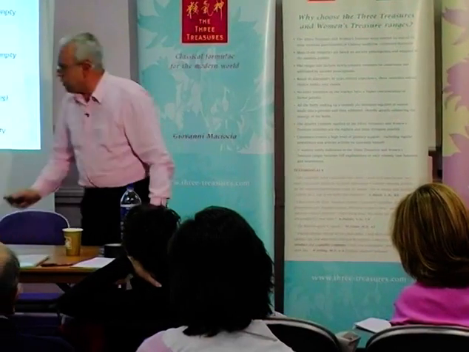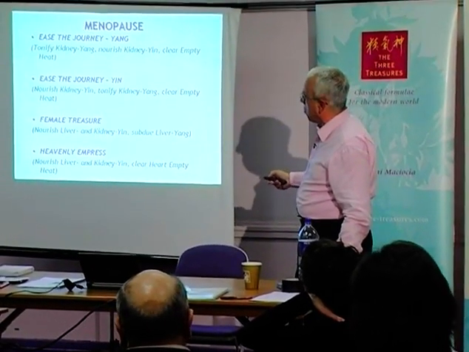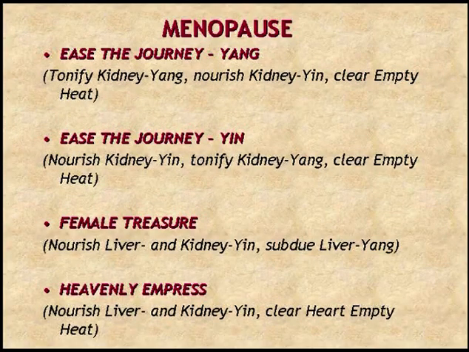Okay, so that's the main one I use. And these two are for two other possible configurations of patterns. Menopausal. This is for a liver and kidney issue with liver yang rising. What are the symptoms that tell you you should use this remedy? One is headaches, two, irritability, and three, some eye symptoms. Dry eyes, for example. Then you use Female Treasure instead.